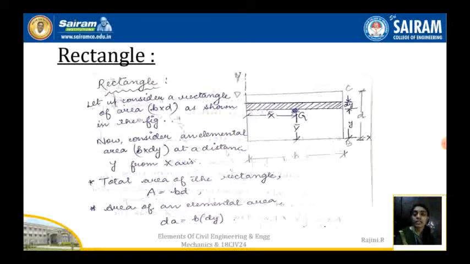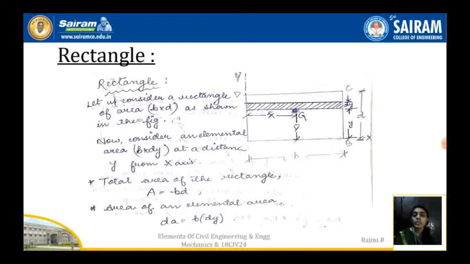So for the rectangle, first we introduce the figure: let us consider a rectangle of area b into d, as shown in the figure. Now consider an elemental area, as I told, the strip which you strike out. Its breadth will be b and its depth will be dy, at a distance y from the x-axis.